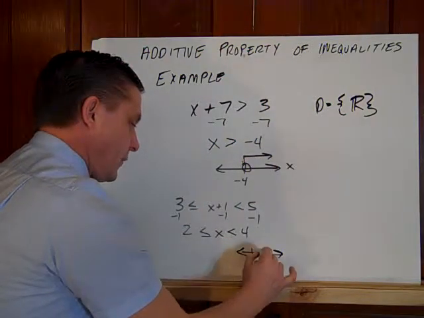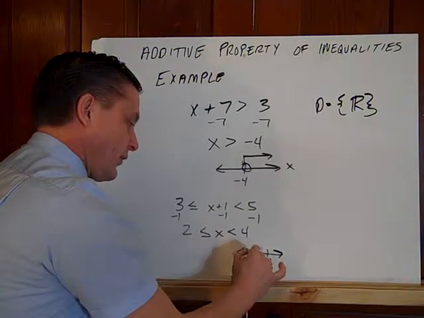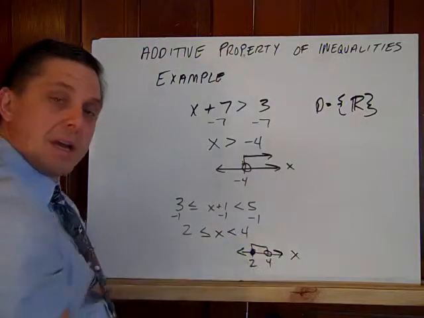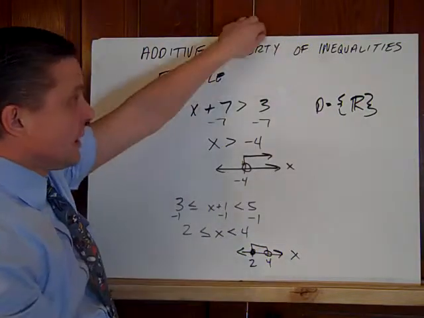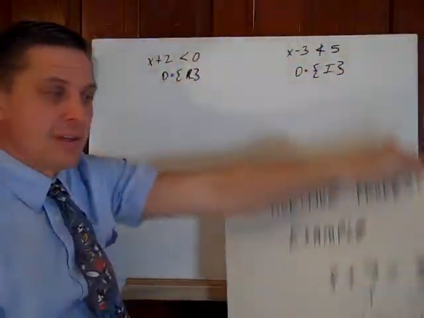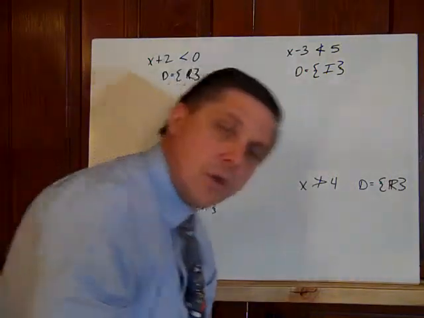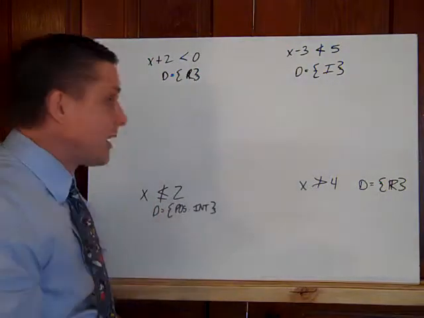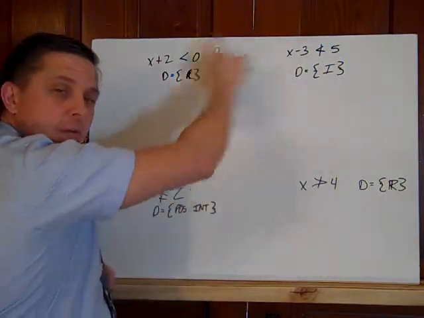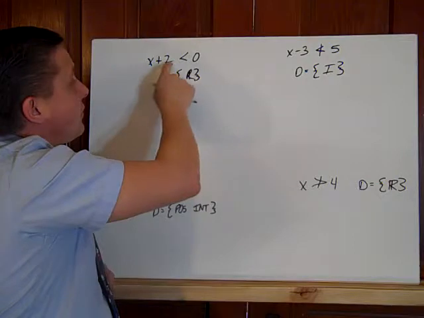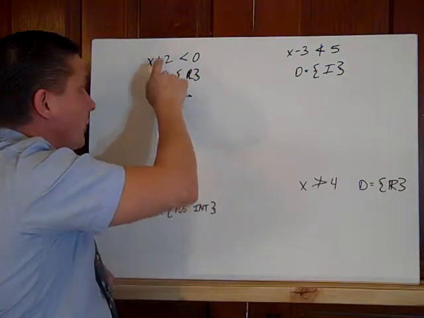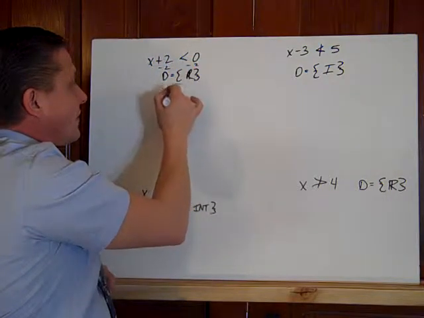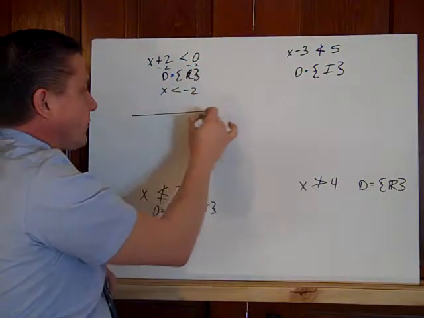Again, if we stick with the domain of reals, we have 2, we have 4, a solid dot for equal to 2, and an open dot at 4. And again, not too hard, but we have to get the x variable alone, and we have to get the domain picked out after the fact. So, if I start here and work around again, x plus 2 is less than 0 for a domain of reals. Well, first thing I better do is subtract the 2 on both sides. X is less than -2 for reals.